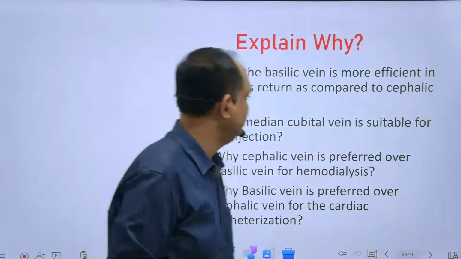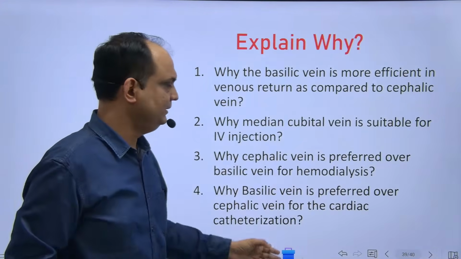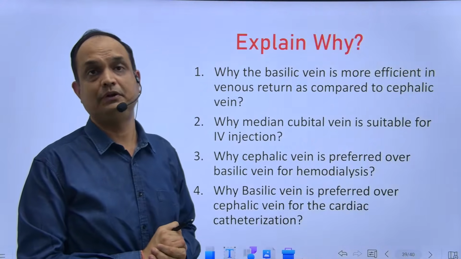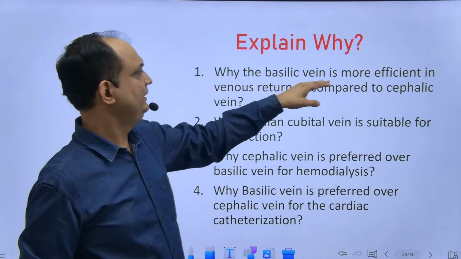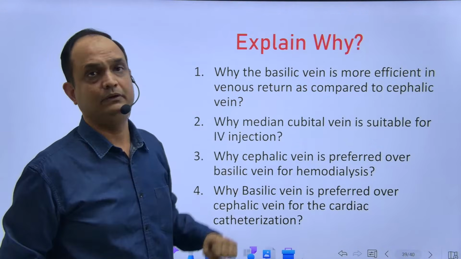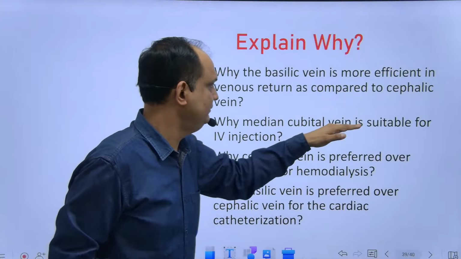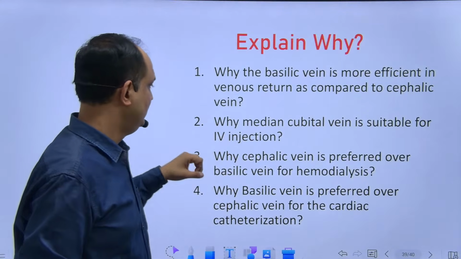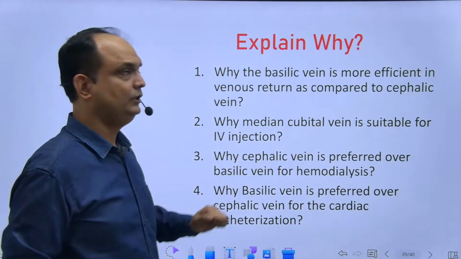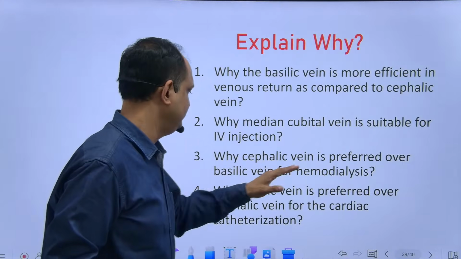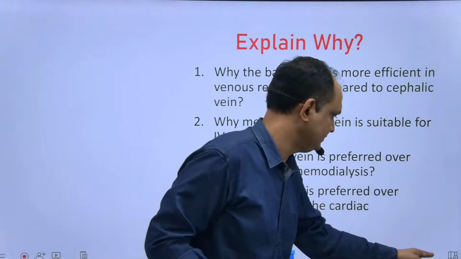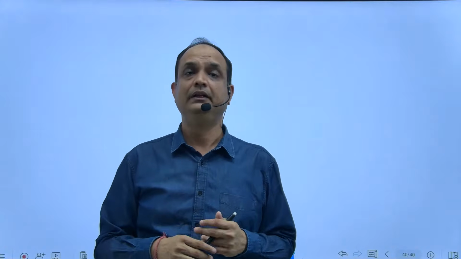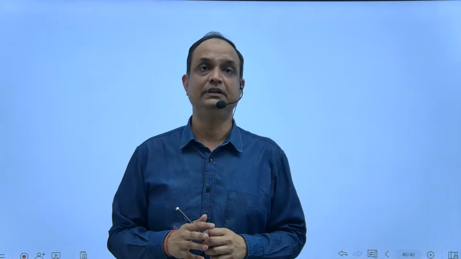Another important thing: these are some important questions which may be asked from this chapter. Why is the basilic vein more efficient in venous return as compared to the cephalic? Why is the median cubital vein suitable for IV injection? Why is the cephalic vein preferred for hemodialysis? And why is the basilic vein preferred for cardiac catheterization? These are all important concepts which you should always keep in mind when you are reading this chapter on venous drainage of the upper limb. So this is all for today's session. Thank you and bye-bye.